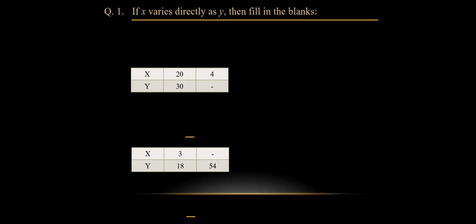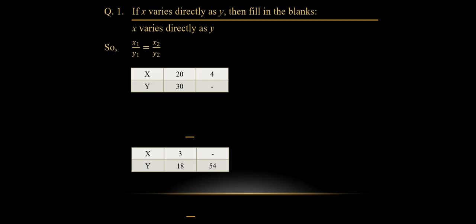So in the question, first, if x varies directly as y, then fill in the blanks. So here x and y values have been given. Now x value 20 and y value 30, and then later in the next two, x value is 4 and y value you don't know. It means you need to find out. Here x varies directly as y, it means the ratio x1 upon y1 equals x2 upon y2. This is the ratio of these four terms. If x1 upon y1 equals x2 upon y2 remains the same, constant, it means it varies directly, or you can say it is in direct proportion.